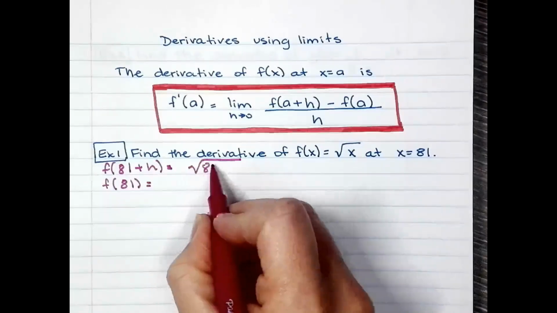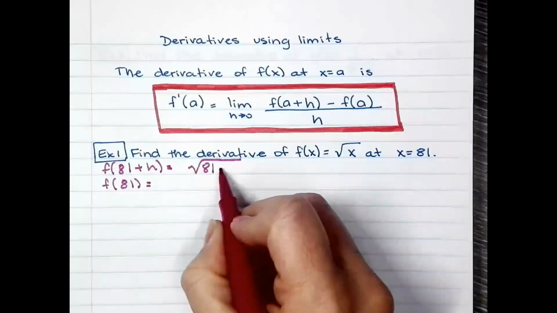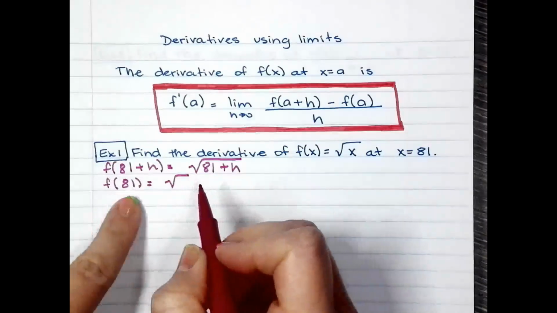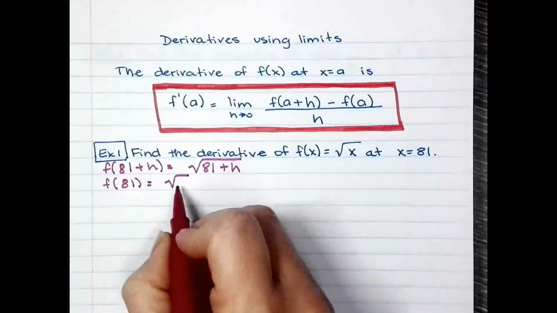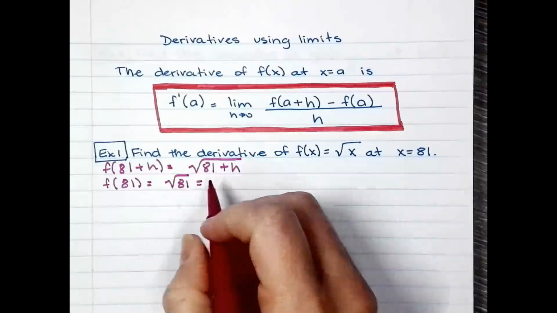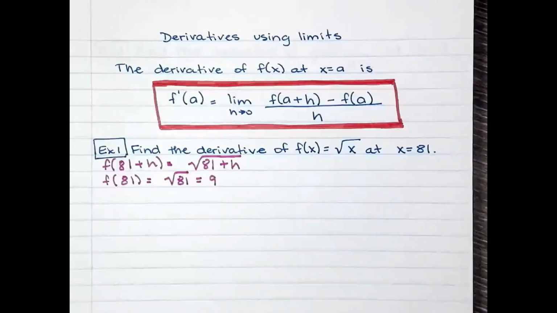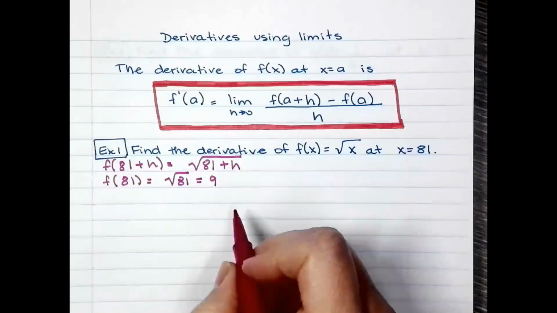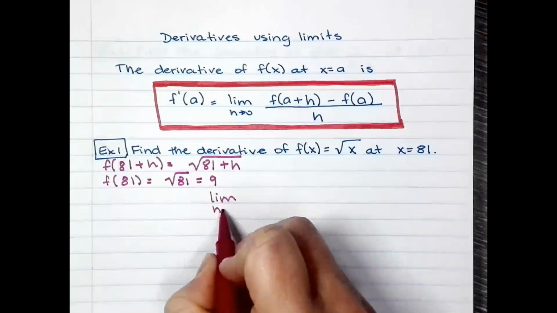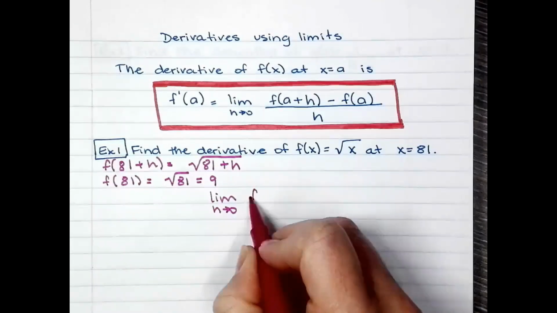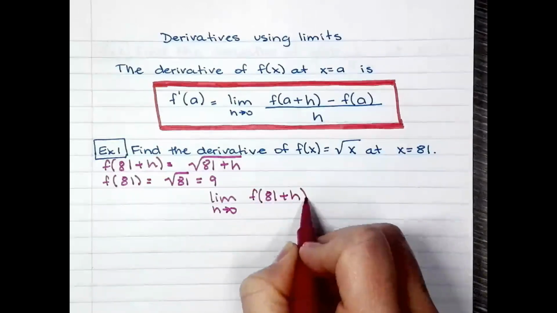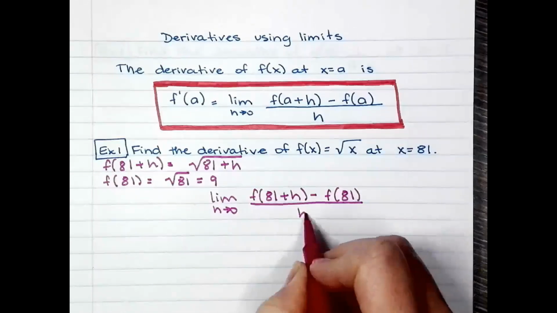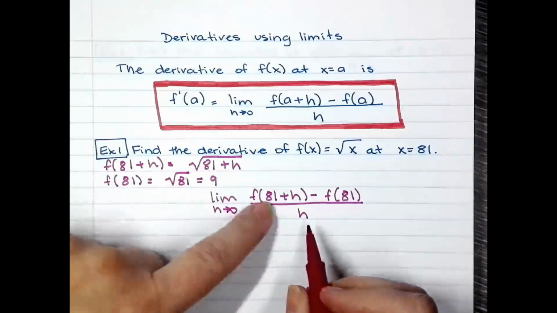So this one doesn't look too bad. So 81 plus h under the square root. And here I have, we're going to substitute 81 right there for x. And we know square root of 81 is just 9. Okay. Now I have the information I need, so I can go back and plug that in the formula. So I have the limit as h approaches 0 of f of 81 plus h minus f of 81, everything over h. So since we already have that, we're going to go ahead and substitute that.